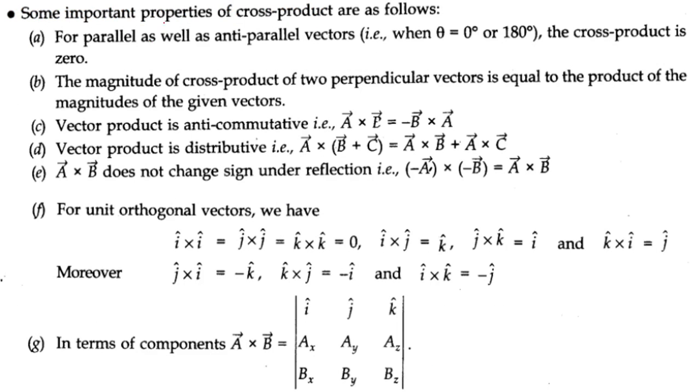There are certain important properties of cross product. First is, for parallel or anti-parallel vectors, the cross product will be 0. How? See, if this is A and this is B, then the cross product will be A magnitude, B magnitude, and then sine theta. But what is the theta between these two? Because they are parallel, it will be sine 0, and sine 0 is 0. So this whole will be 0, so the cross product will be 0.